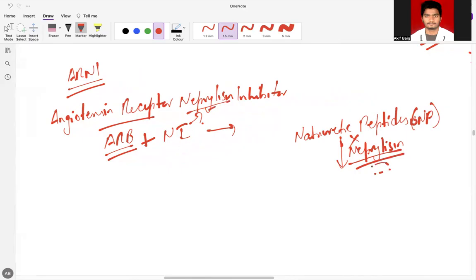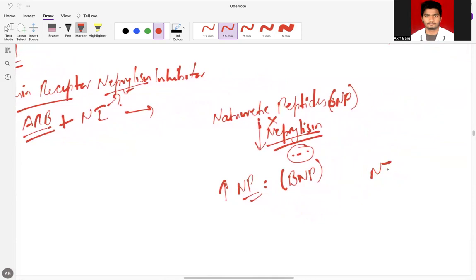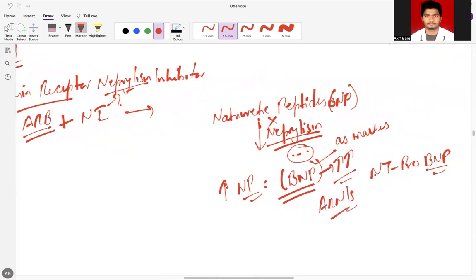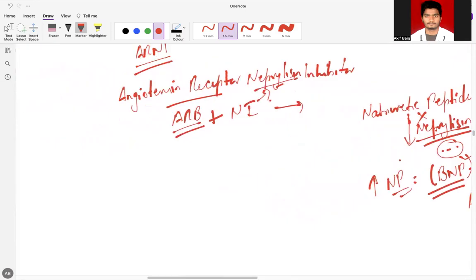So this neprilysin is now inhibited, which leads to an increase in natriuretic peptides, especially BNP. It does not have any effect on NT-proBNP. Suppose a patient is on ARNI, you cannot use BNP as a marker to monitor therapy because BNP will be raised anyway in patients who are on ARNIs. So in patients on ARNIs, you should definitely use NT-proBNP.